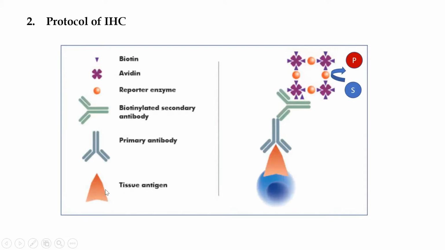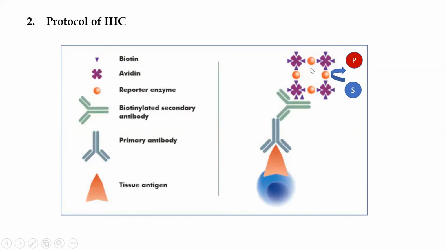So this is a pictorial representation of the protocol I was narrating. If you consider that this is a tissue antigen, this orange color, the primary antibody which is specific for this tissue antigen will go and bind to it. This antibody has two regions, Fc region and Fab region. This secondary antibody is against the primary antibody and will go and bind it. Now this secondary antibody is labeled with biotin. AB complex, which I said earlier, is a complex of avidin and biotin. As you can see in the picture, avidin has four sites for biotin. So once you add AB complex, one of the avidin binds to the biotin on the secondary antibody.